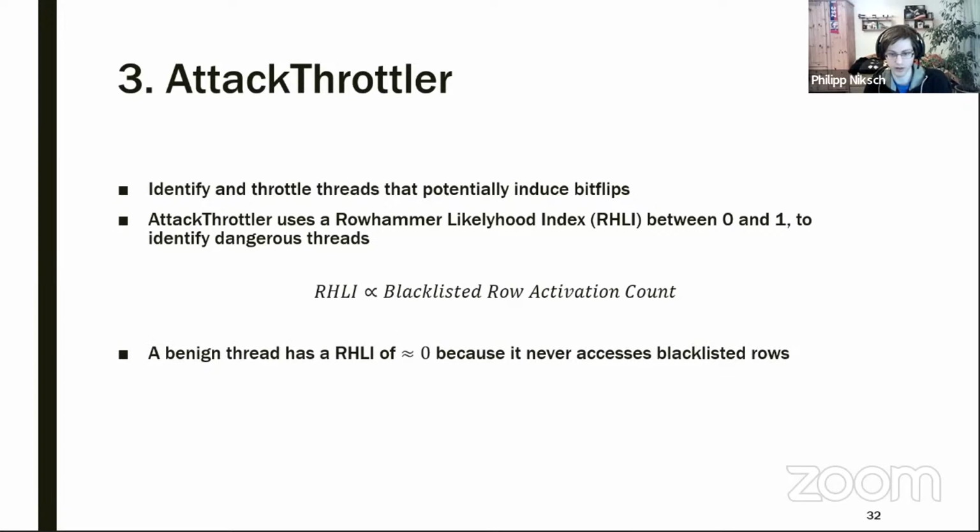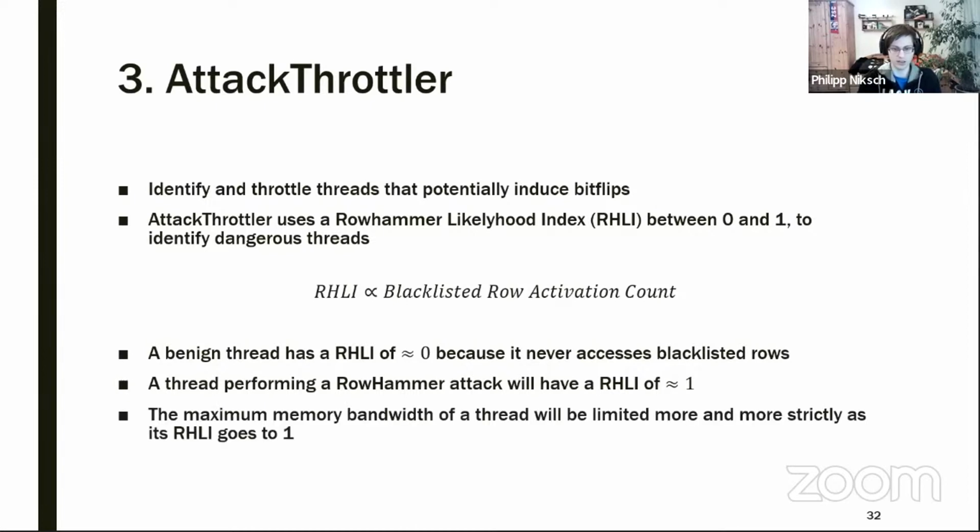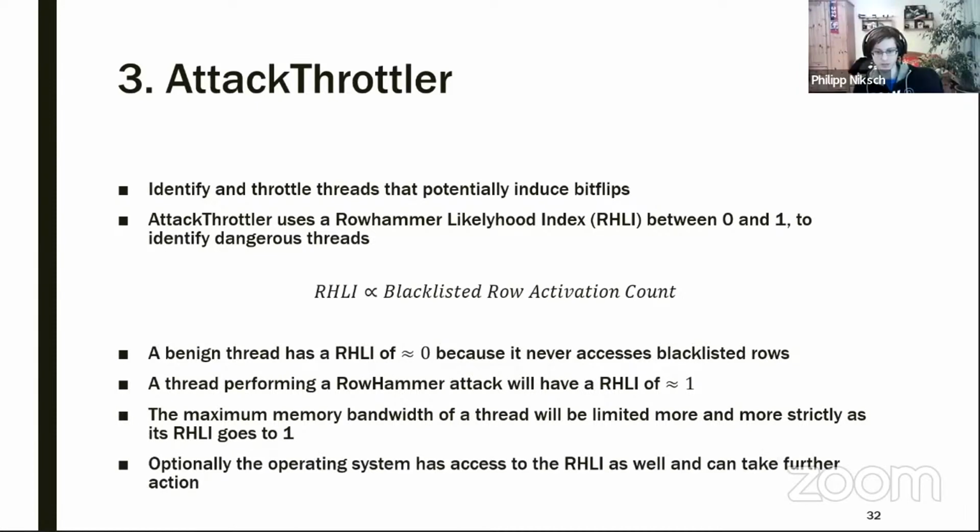So a harmless thread will have a RowHammer likelihood index of near 0, because no blacklisted rows are being accessed. And a thread performing a RowHammer attack will have a RowHammer likelihood index near 1, because it will repeatedly try to access blacklisted rows. As the RowHammer likelihood index goes to 1, the memory bandwidth will be restricted more and more. Optionally, the operating system has access to this index as well and can take further actions as it sees fit.